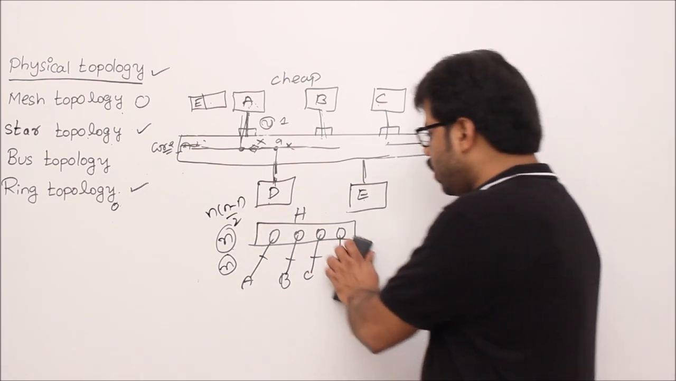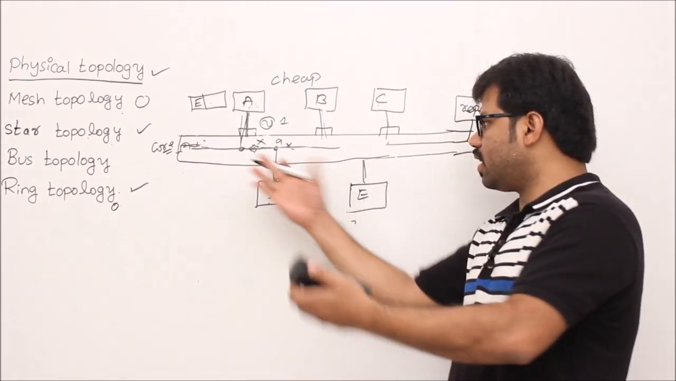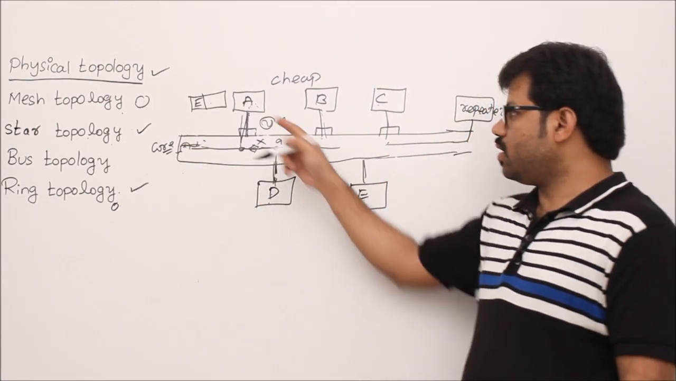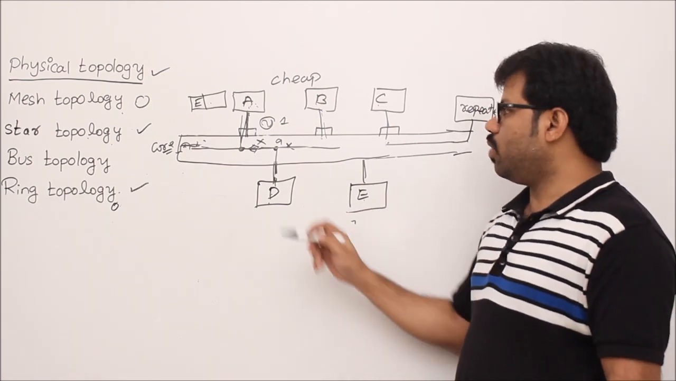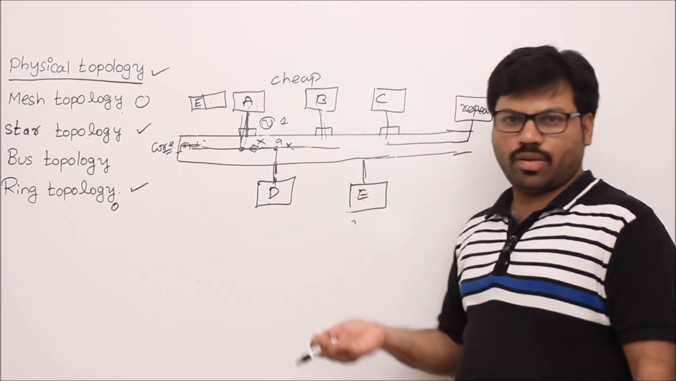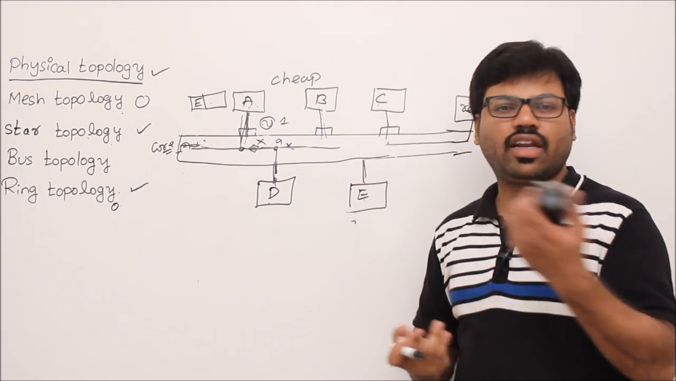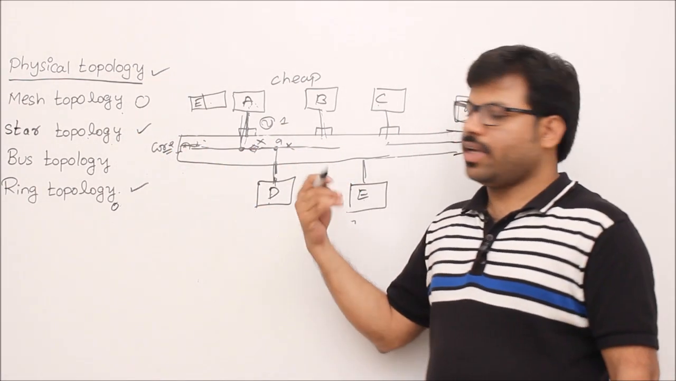Now the third one, bus. In that bus, we can't measure the number of links. There is no link, which means no two computers are directly connected, right? But if you want to know the cables, here is one cable, and every computer is connected through one cable. So again n cables, if there are n computers. So this one and star topology are cheaper than mesh topology.